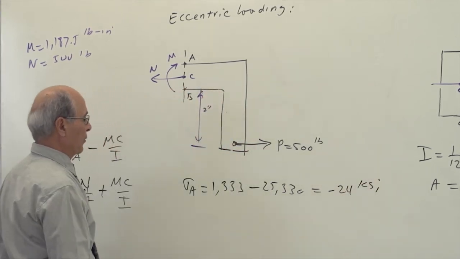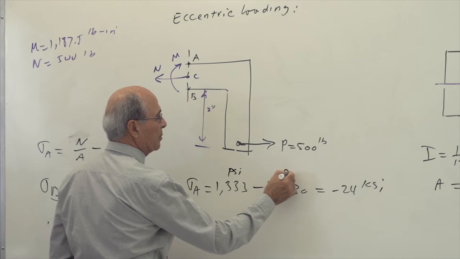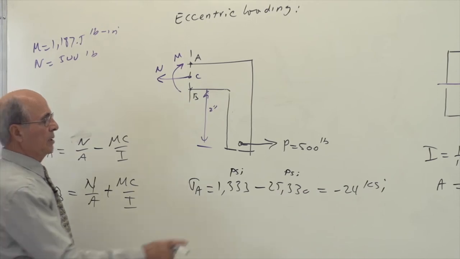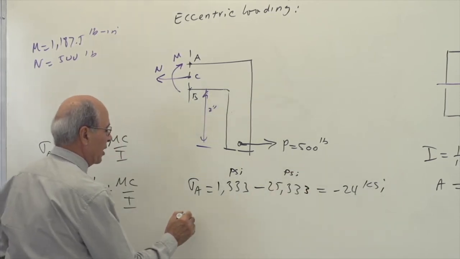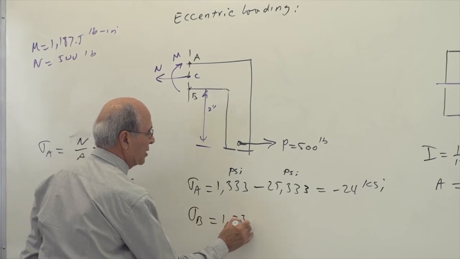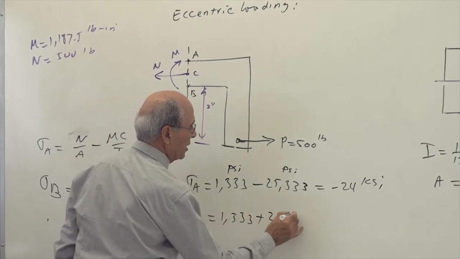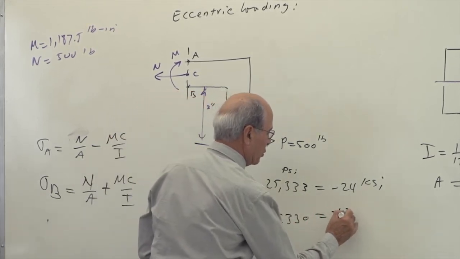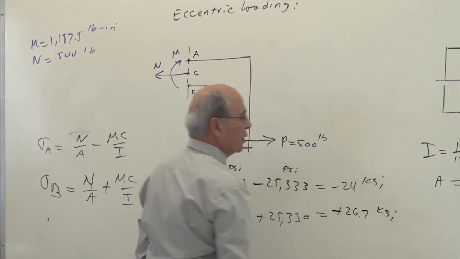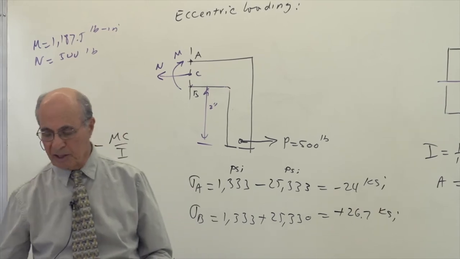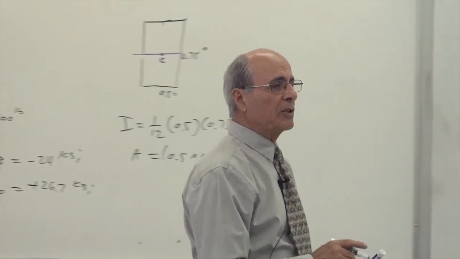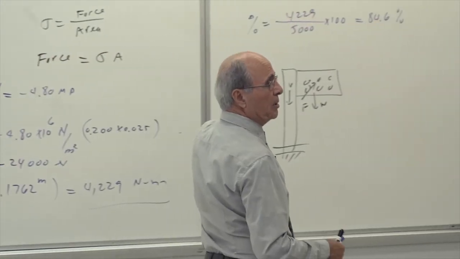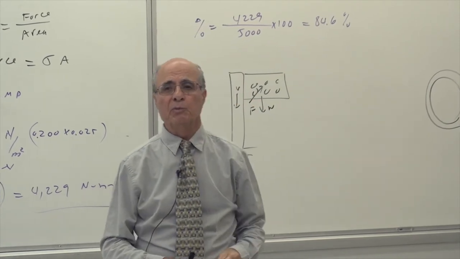So on the top, of course, this is PSI. I'll change it to KSI, to 24,000, because 1,330 of that drops out. There is a 3 here, if you want to be exact. And the other one, sigma B, becomes equal to 1,330 plus 25,330, approximately. So that one becomes equal to plus 26.7 KSI. That's the combination, because for the first time we have an eccentric loading. Eccentric loading is the combination of chapter 1 and chapter 4. Here, it has a combination of all the chapters together, which we'll talk about later on.